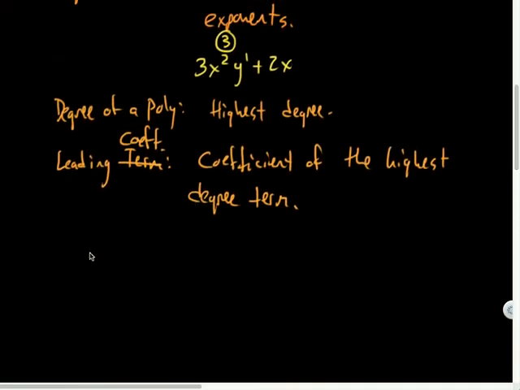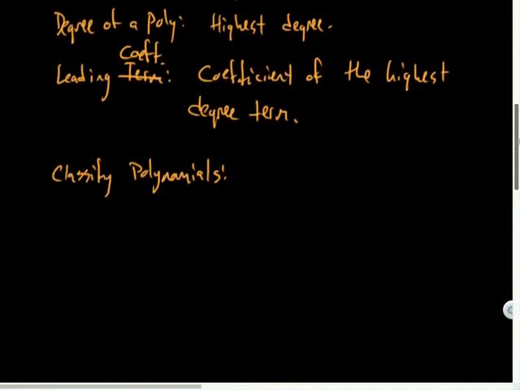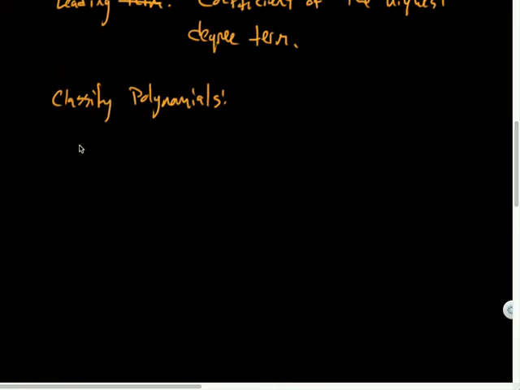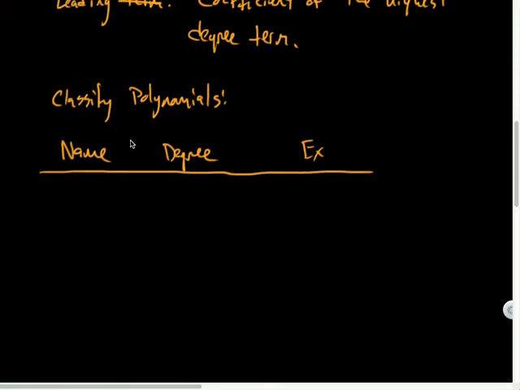So classifying polynomials, you classify them in 2 ways, all right? One is by degree, and one is by the number of terms. So let's figure it out by degree. We'll have the name, we'll have the degree, and we'll have an example. Make a little chart here. So this is classifying by degree.